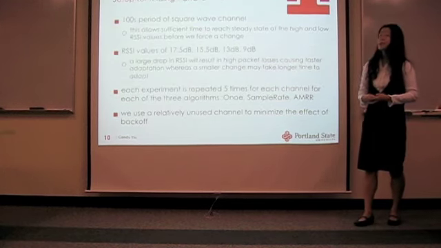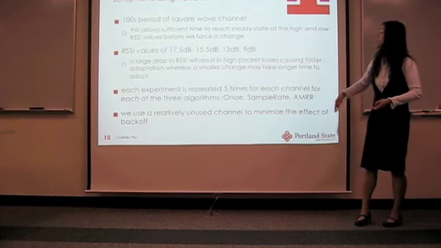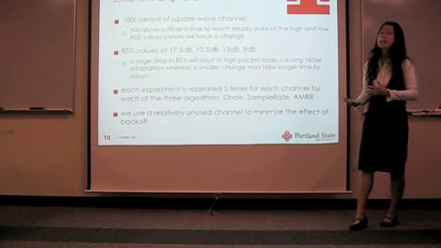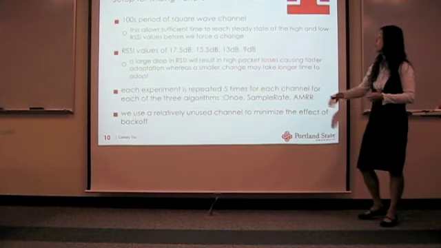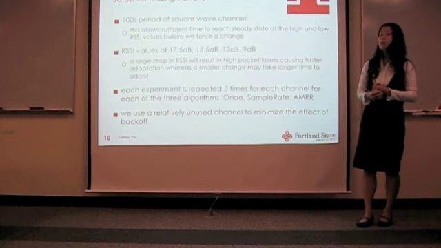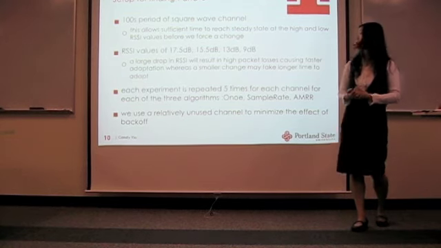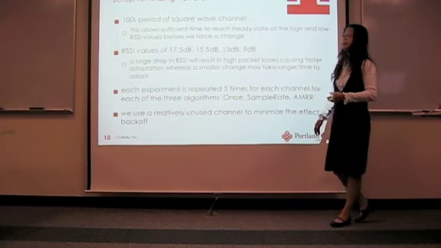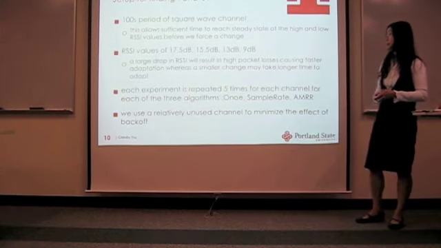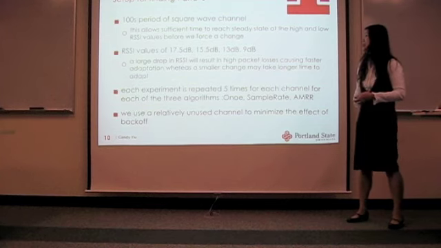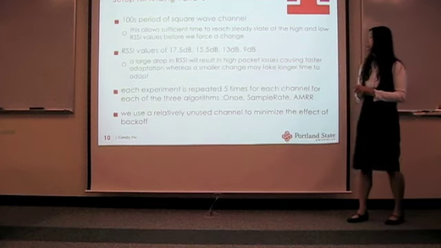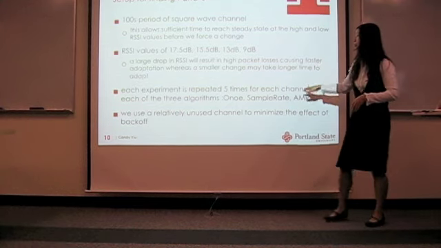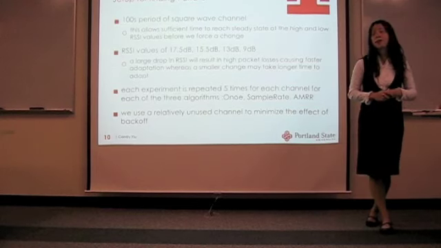So now, how are we going to find T and delta? We use a 100-second period in the square wave because it allowed us significant time to reach the steady state, high to low or low to high, before we force a change. For our RSSI value differences, we use 17.5 dB, 15.5 dB, 13 dB, and 9 dB. A large drop in RSSI will result in high packet losses and cause faster adaptation, while smaller changes will take longer to adapt.